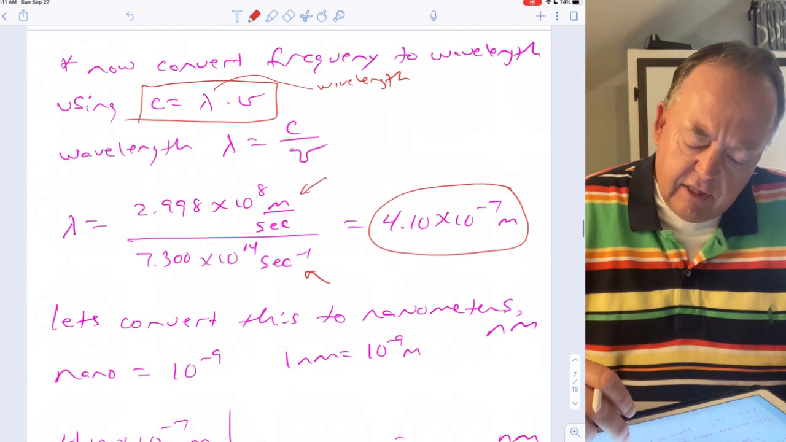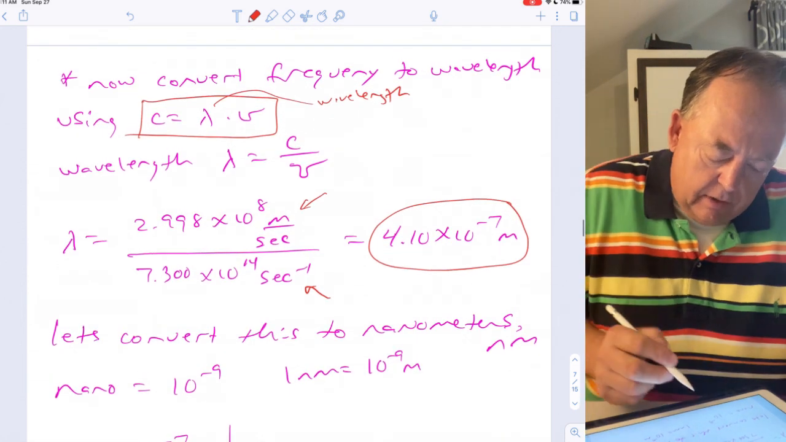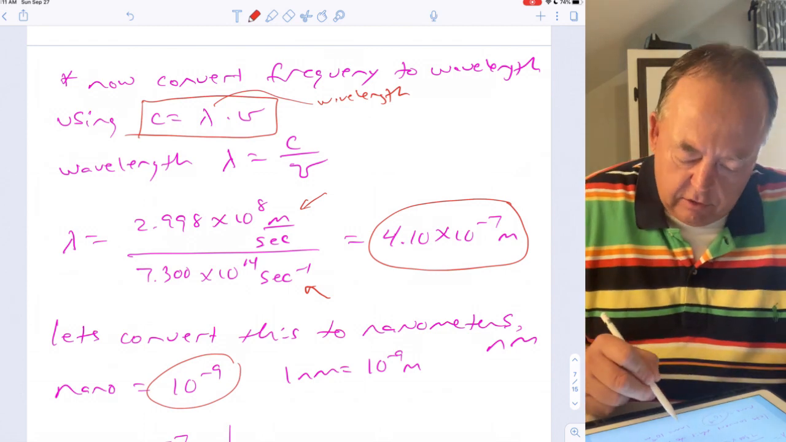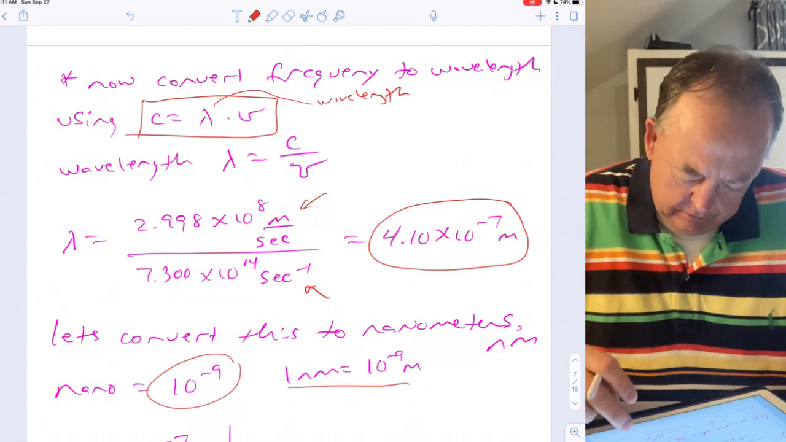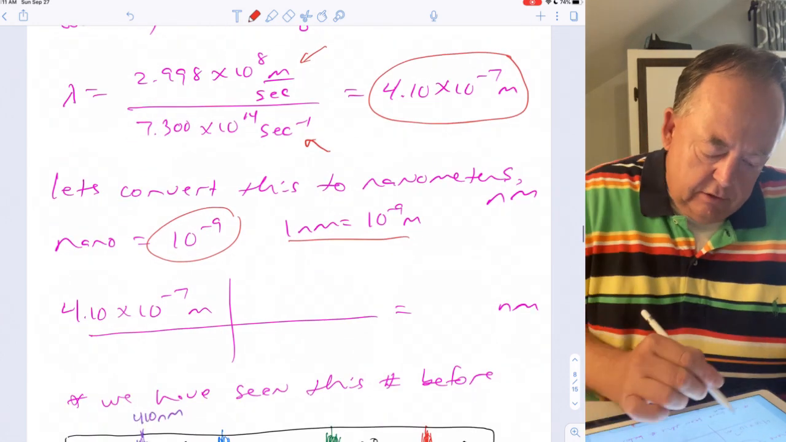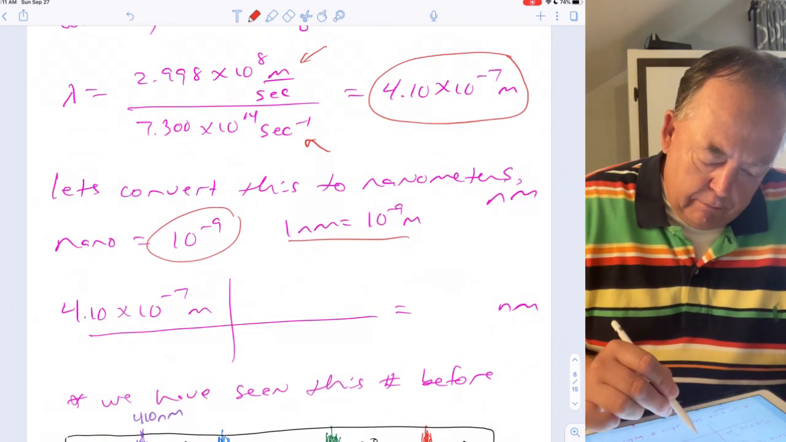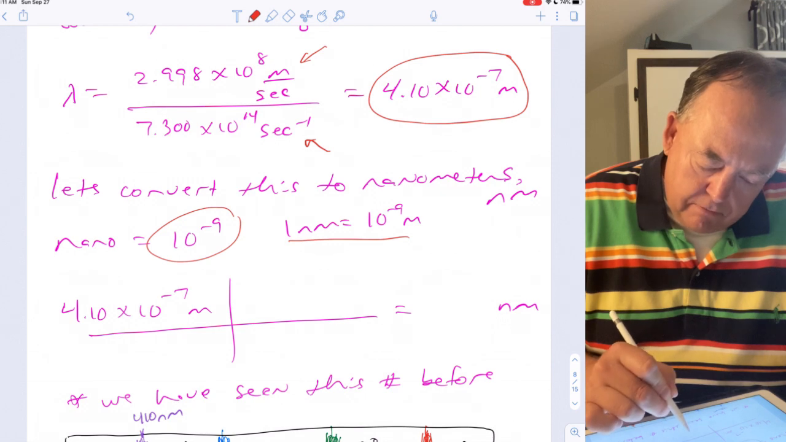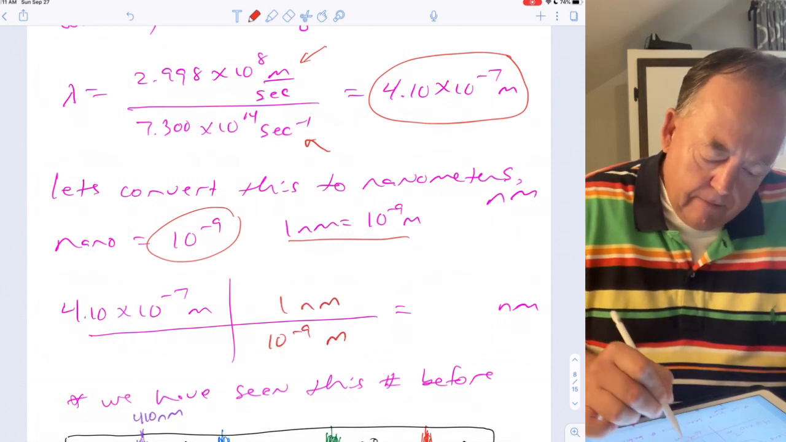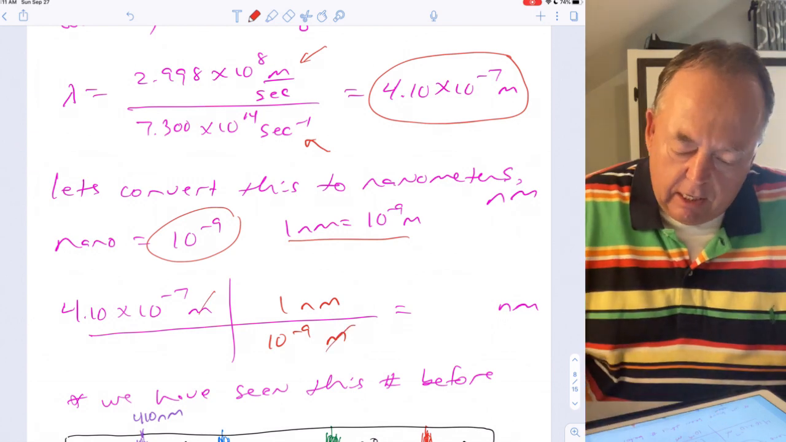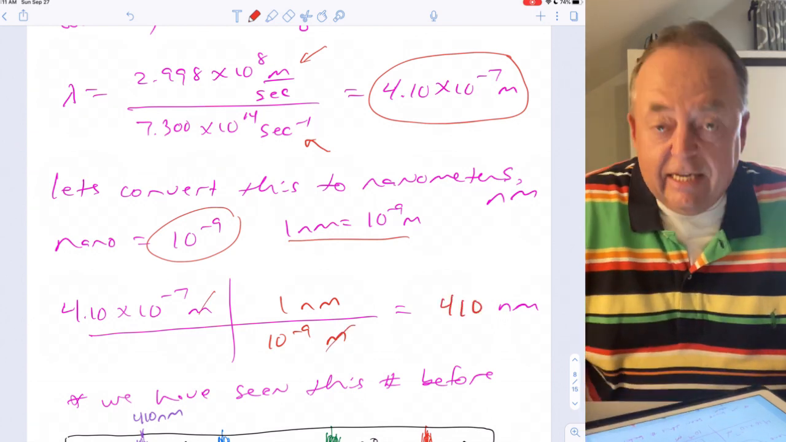Okay, so let's convert that to nanometers. If you remember, nano is 10 to the minus 9, so 1 nanometer is 10 to the minus 9 meters. So let's convert meters to nanometers. We need the meters on the bottom, and then meters will cancel, and now we have nanometers, so that would be 410 nanometers.